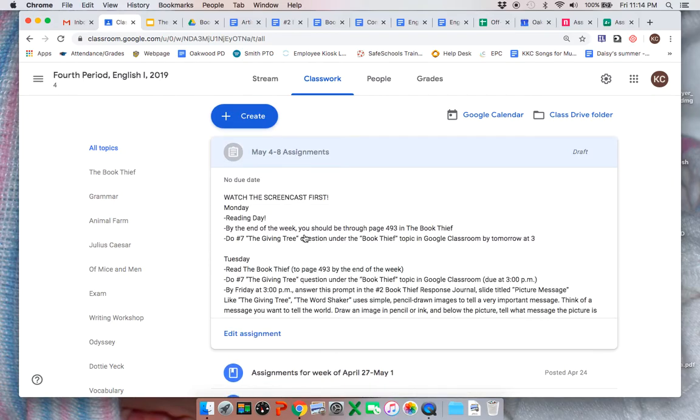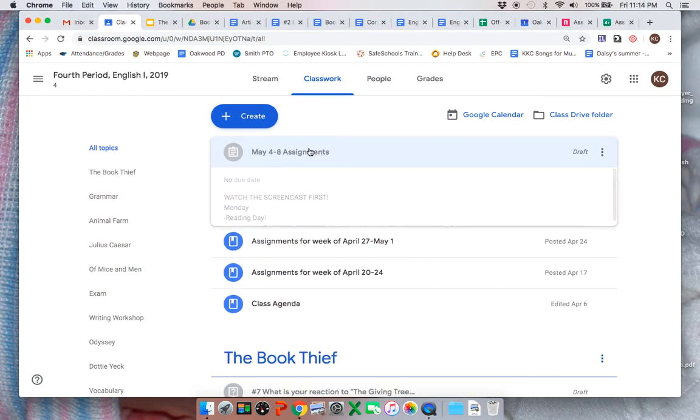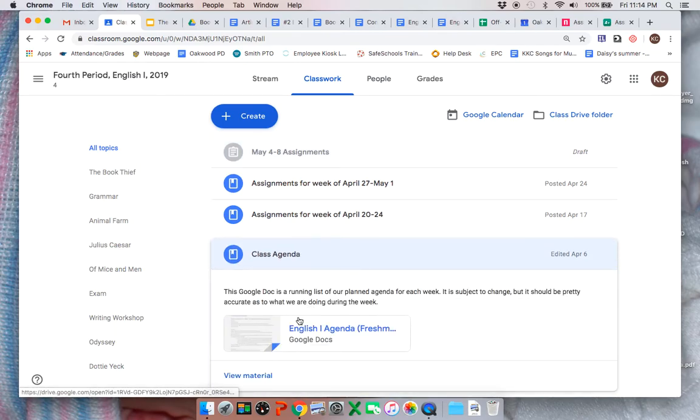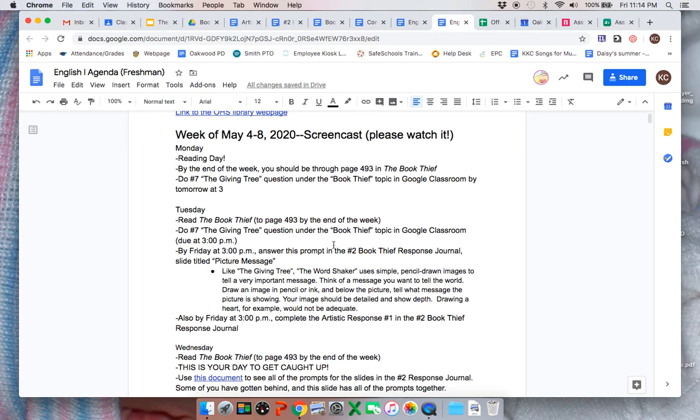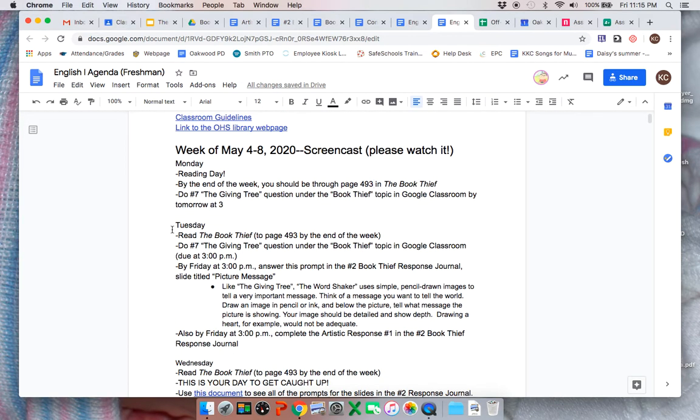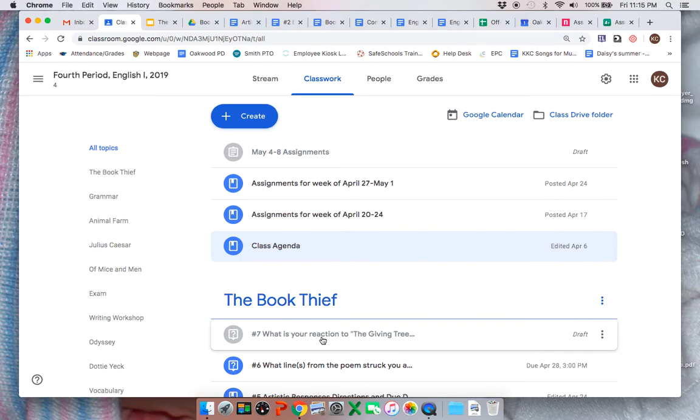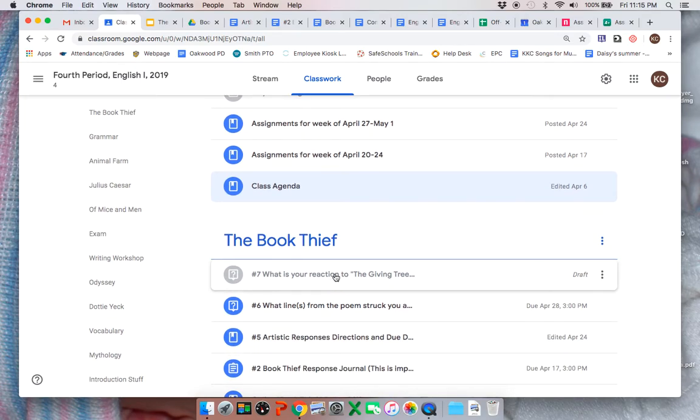Instead of scrolling through this, I'm going to use the class agenda. If you click on that, it will take you to this document. Here's what's going on this week. Monday's a reading day. You should be to page 493 by the end of the week. You should do number 7, the Giving Tree, by Tuesday, but I'm going to put it on Monday so that you know. By Tuesday at 3. Where is that? If you go here, there it is, number 7. You click on that and do that assignment. It is not hard. You watch a video of somebody reading the Giving Tree and you answer a question. So please do that by 3 o'clock on Tuesday.